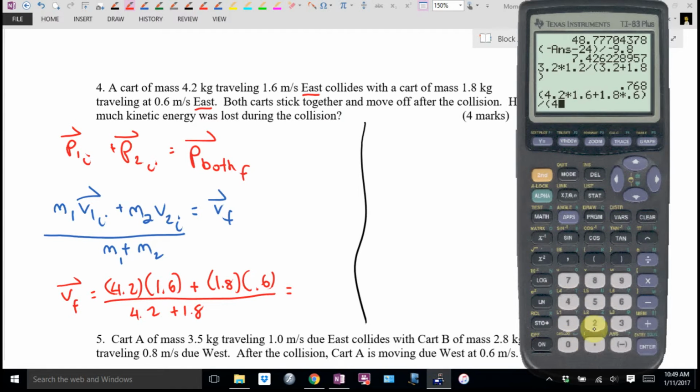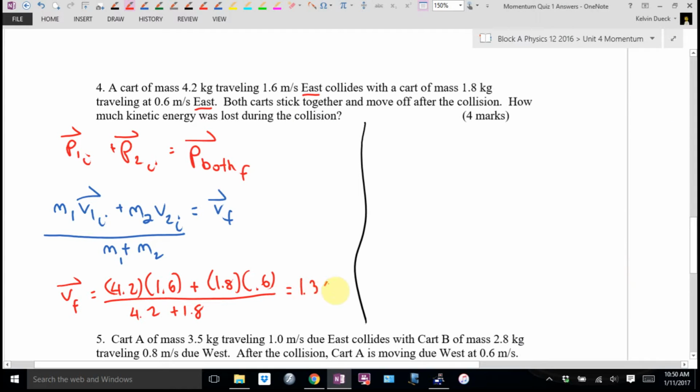4.2 times 1.6 plus 1.8 times 0.6, both positive, both east, divided by both masses. Do you get a final velocity of 1.3? That's not the answer. They want to know how much kinetic energy was lost.